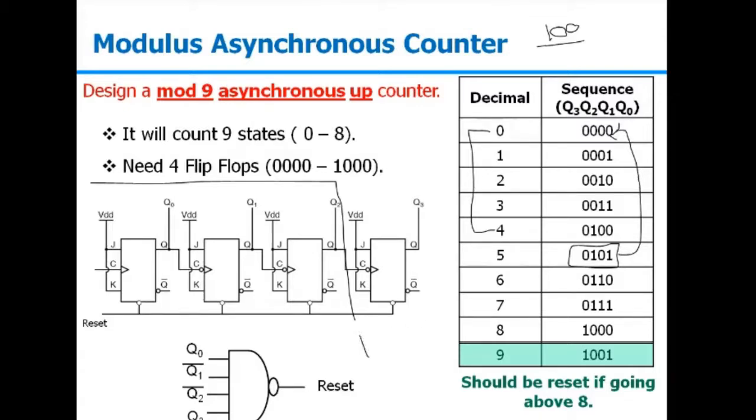The output will be connected to the reset, provided the reset is active low. The inputs of this NAND gate will be Q0, because we want to reset it here. It is 101, so Q0, Q1 bar and Q2. I will connect these inputs to the NAND gate and its output will go to the reset. And this way I have designed a mode 5 counter. You just need to find the strategy for reset, that is, at which state you need to reset your counter.